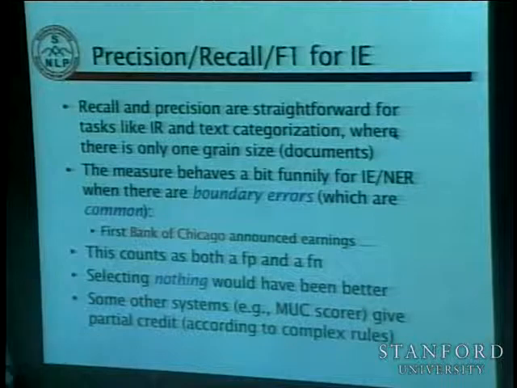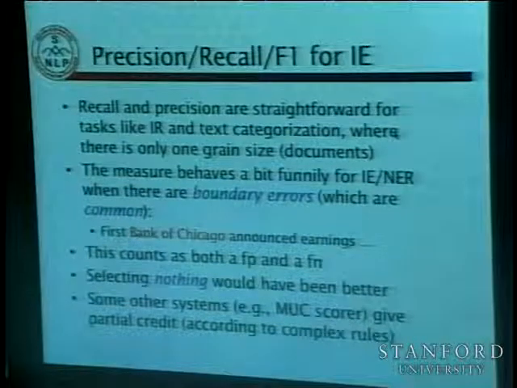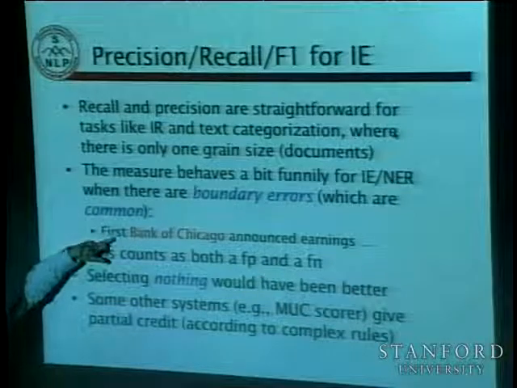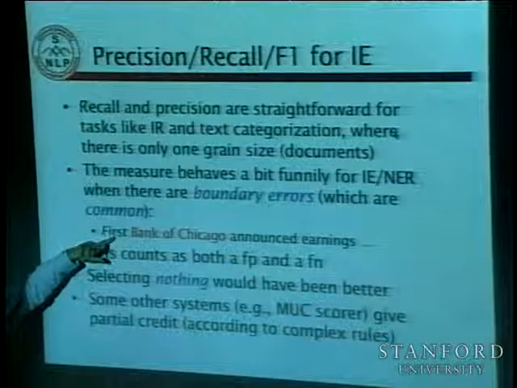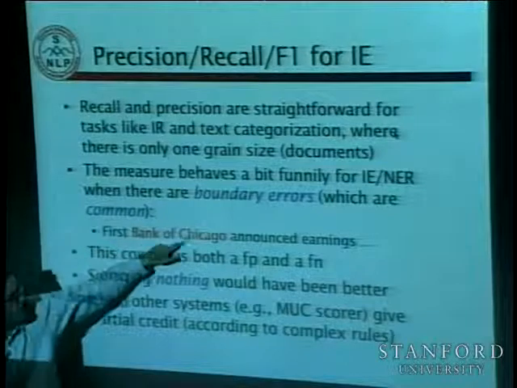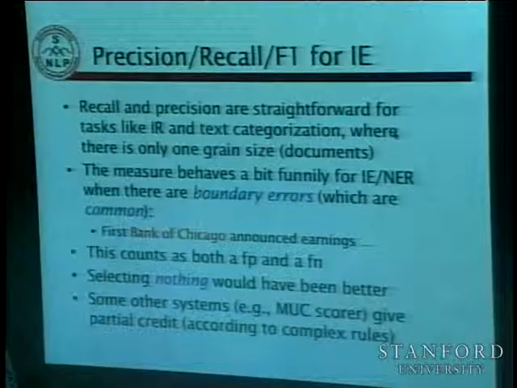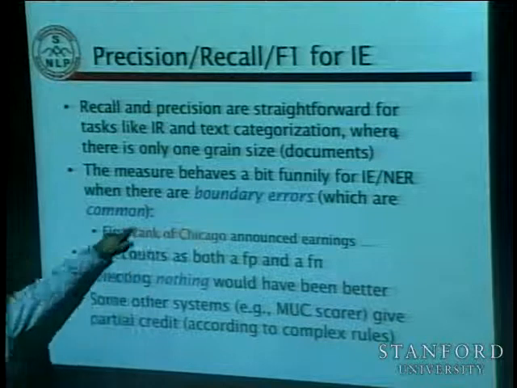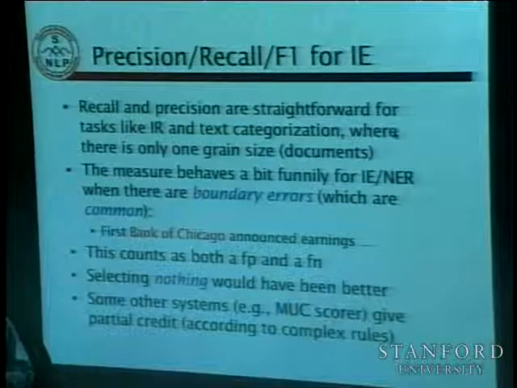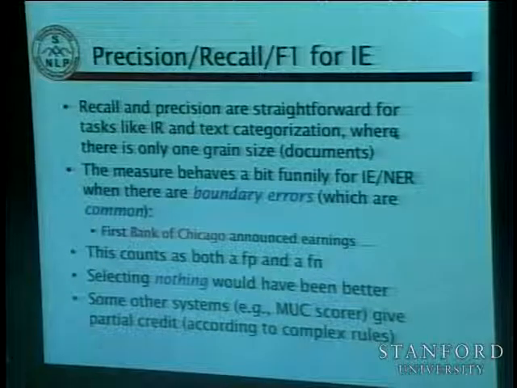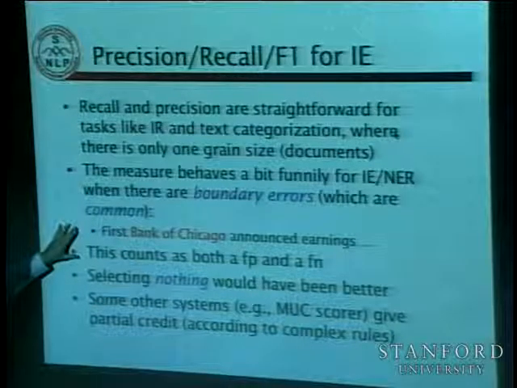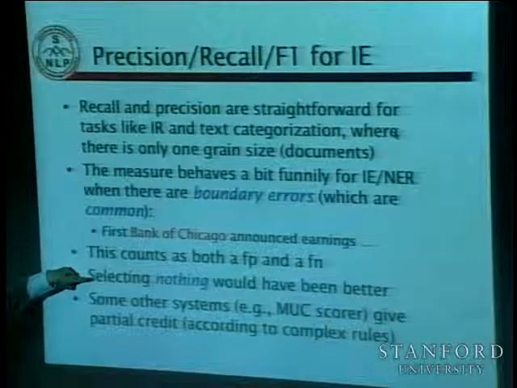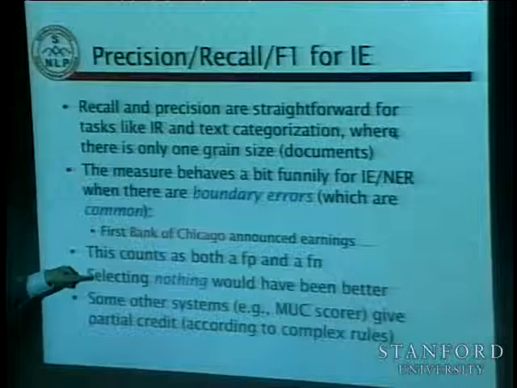So if you do an F measure evaluation of a named entity recognition system here, you actually get dinged twice. Because you get dinged once for not returning First Bank of Chicago, that's a recall error. And then you get dinged the second time for returning Bank of Chicago, which is a precision error. And so actually you do better if you return nothing than returning something that's almost right, because then you'd only be dinged for the recall error.